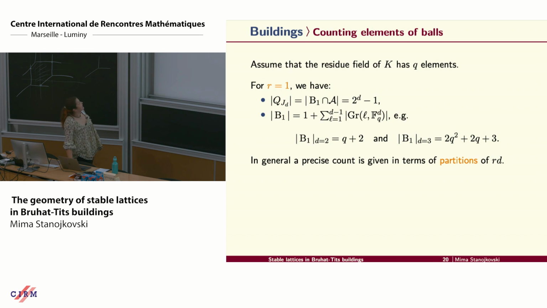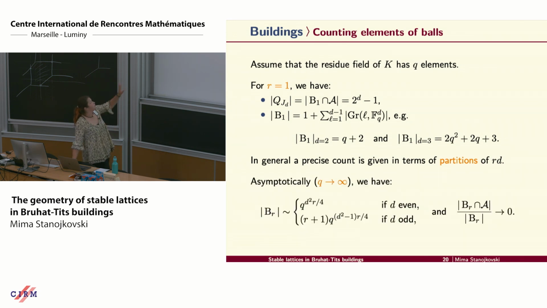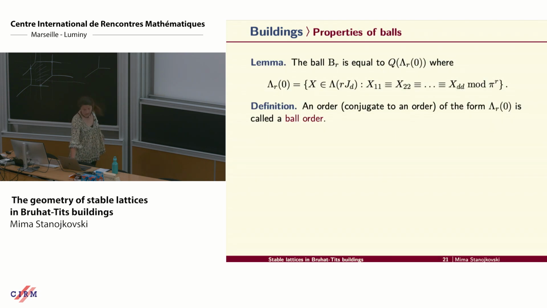Okay. And we also know how to count in the balls. So we know precisely how many elements a tropical ball will have, but also a ball in the building. Now I'm assuming that the residue field is finite with size q. In general, you can count elements of balls using partitions of r times d. Namely, you're looking at the elementary divisors and at all the possible conjugates of a fixed one with prescribed elementary divisors. We also know what the asymptotics look like in the ball, but for the interest of time, I will not comment too much on that.